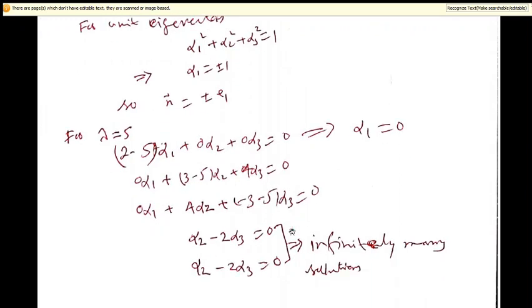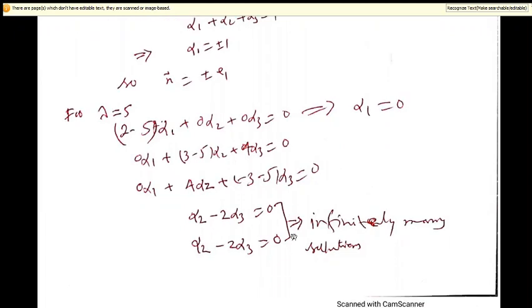And let us see what happens when we solve these two equations. From here we have alpha 2 minus 2 alpha 3. From this equation we have again alpha 2 minus 2 alpha 3 equals 0. So this is a homogeneous system but its determinant is 0. You can see that minus 2 plus 2 equals 0. So this system will have infinitely many solutions in addition to its trivial solution, because you know that for a homogeneous system the trivial solution always exists.